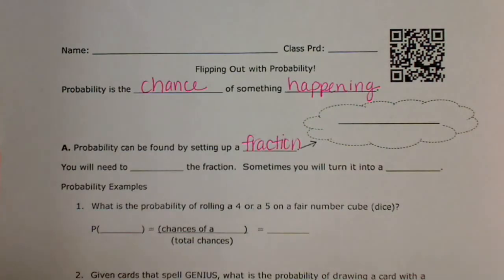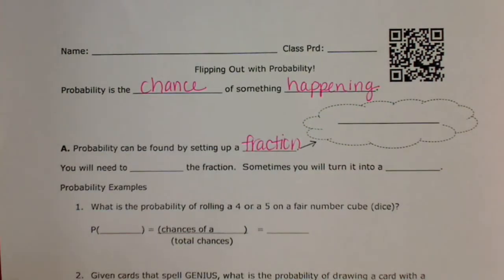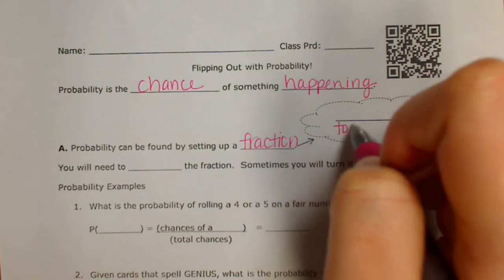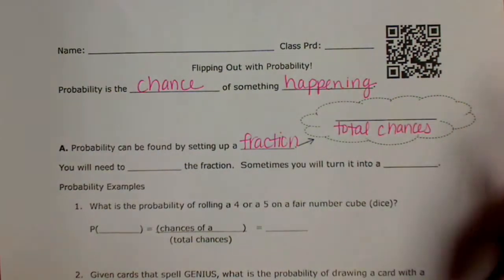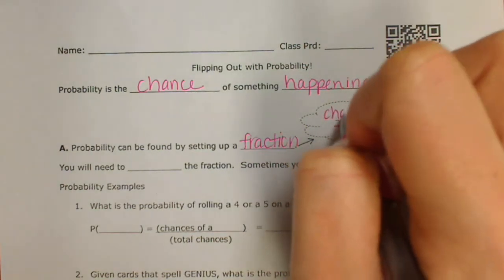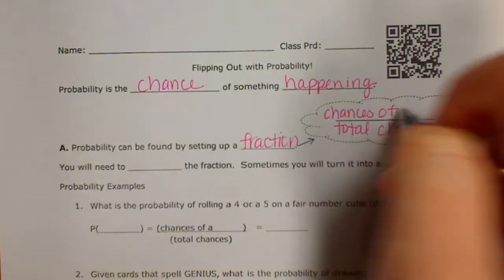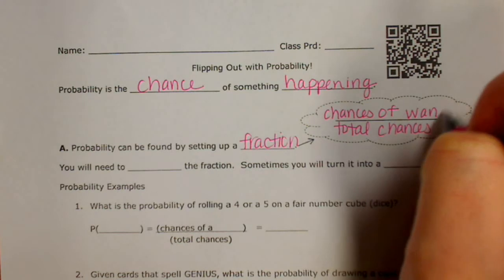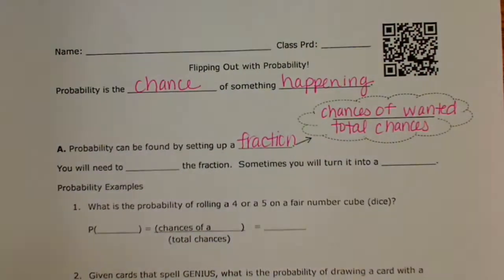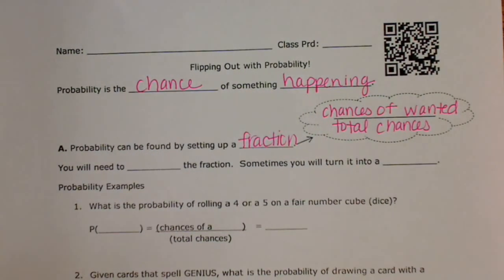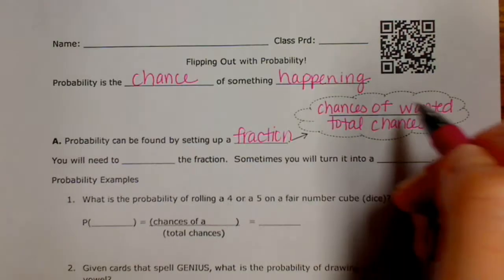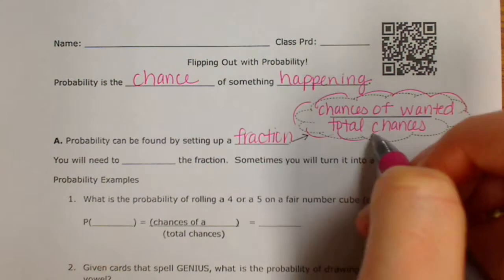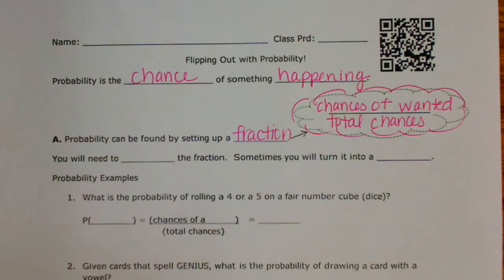And your fraction is going to have on the denominator, the bottom, your total number of chances, so total chances. And on top, you're going to put chances of wanted. So what are the chances of rolling a 2 or a 4? What are the chances of getting a pair of pink socks? And you're going to use this for every probability problem that we're going to work on.